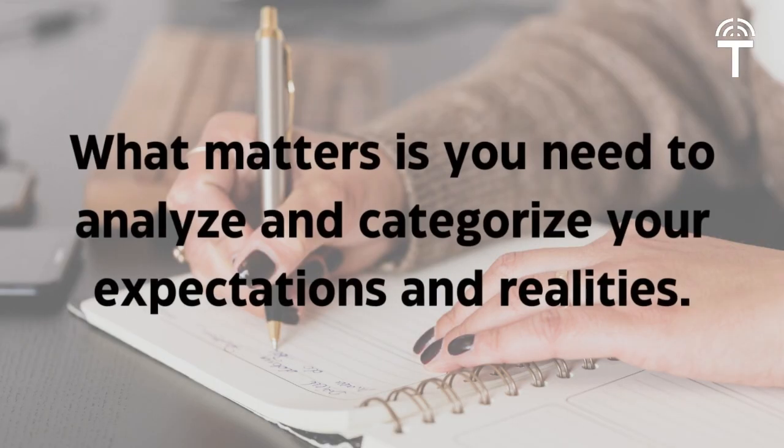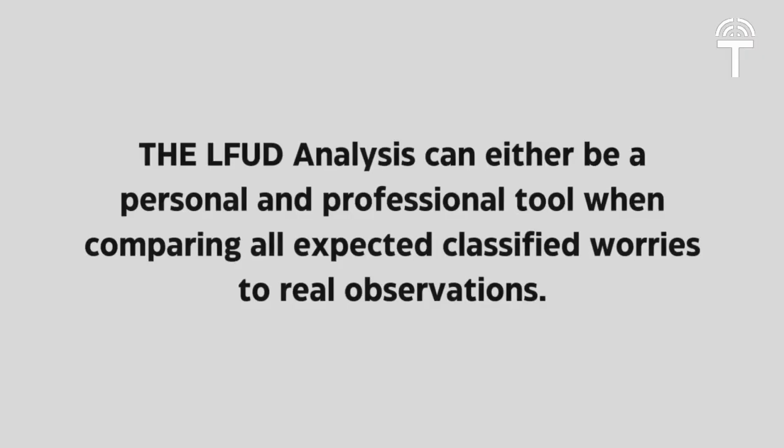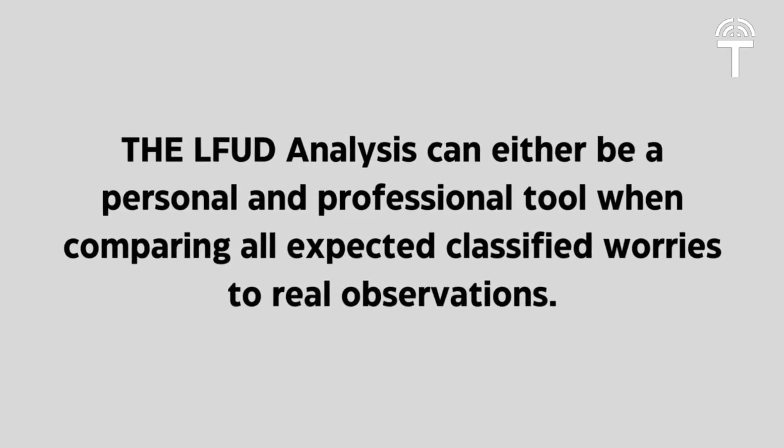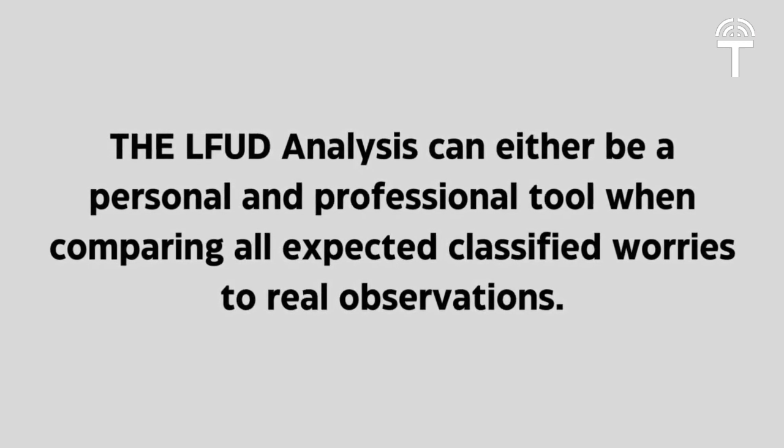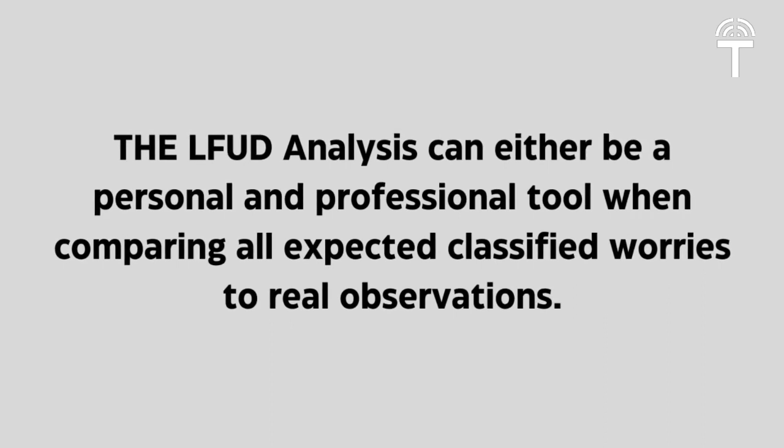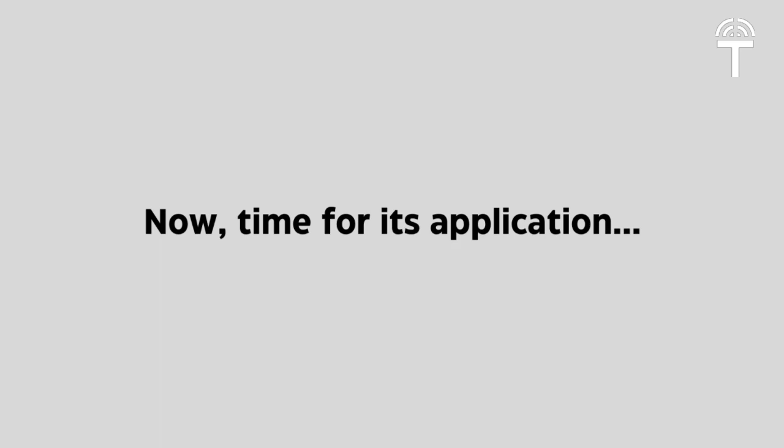First, you write down your expectations and categorize them as fear, uncertainty, or doubt. Then you write down the observations, the actual ones, and categorize them according to the appropriate columns. The LFUD analysis matrix allows you to compare your initial fears, uncertainties, and doubts to the actual reality of the situation. It's an interesting way to consider how our fears and uncertainties may or may not correspond to what really happens in the end.